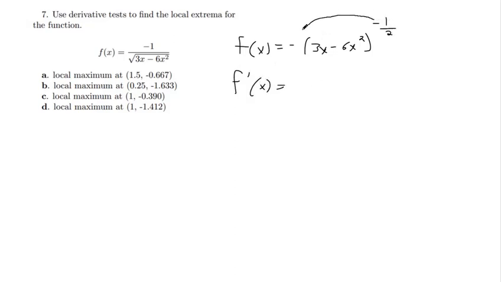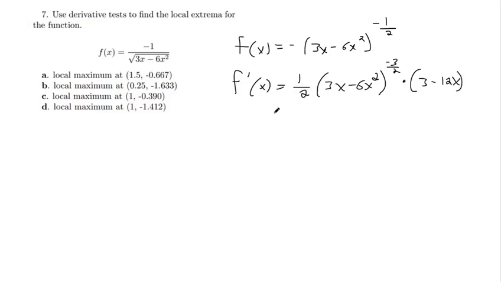The negative 1/2 comes down and multiplies, so negative times negative makes a positive 1/2. Then we keep the inside the same for right now before we use the chain rule. The power gets reduced by 1 when you take a derivative, so now this is negative 3/2. Then we multiply by the derivative of the innermost function. The derivative of 3x minus 6x squared: the derivative of 3x is 3, and the derivative of minus 6x squared is minus 12x.